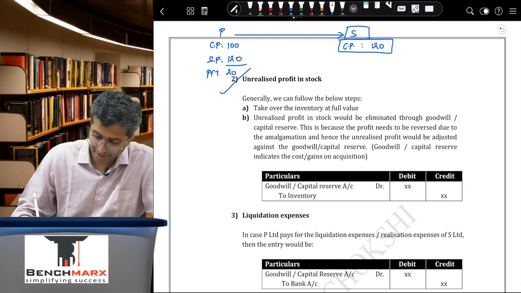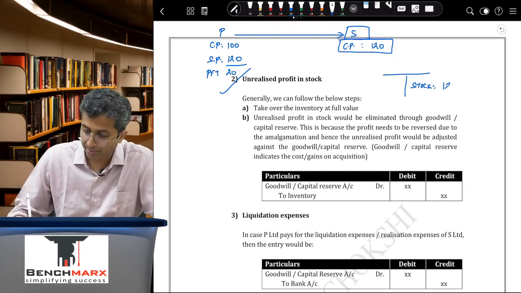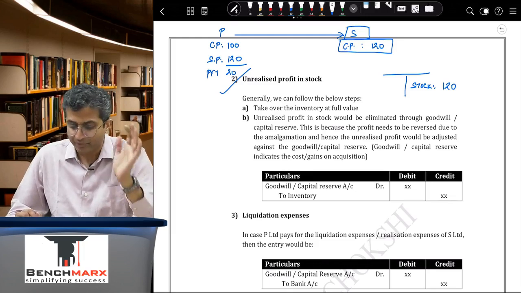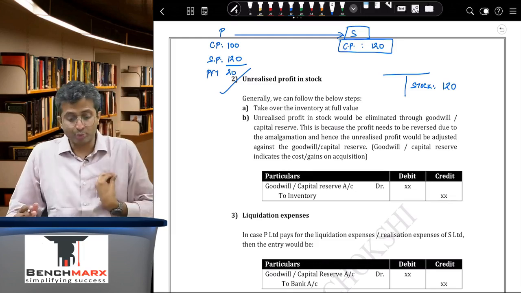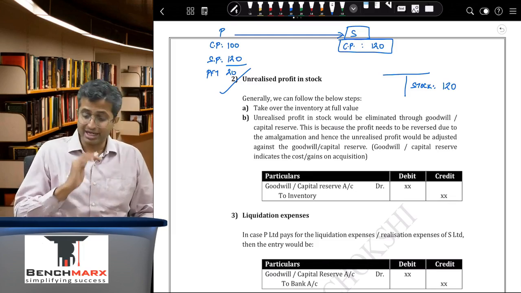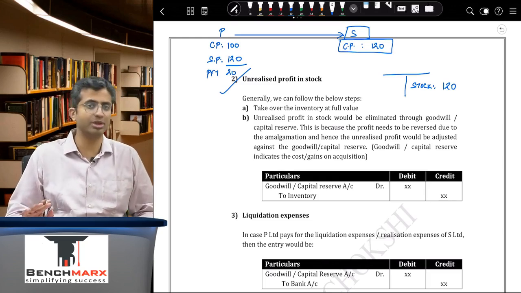And hence what will happen is, in the books of P, a stock which it had sold to S will appear in its books as 120. Now as per AS2, stock has to appear at cost, and the cost of this stock to P really is 100. Yes, it sold it to S, but now S got acquired, and hence there is some unrealized profit in this stock which is worth 20, which needs to be removed.